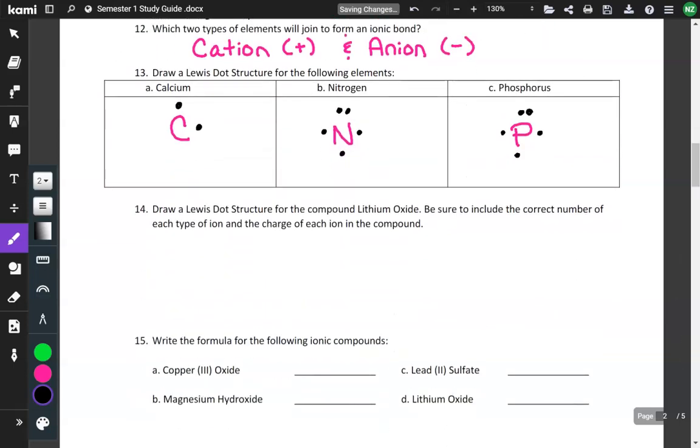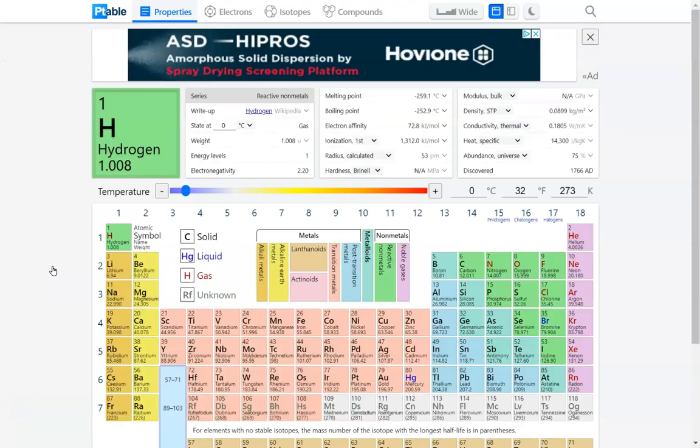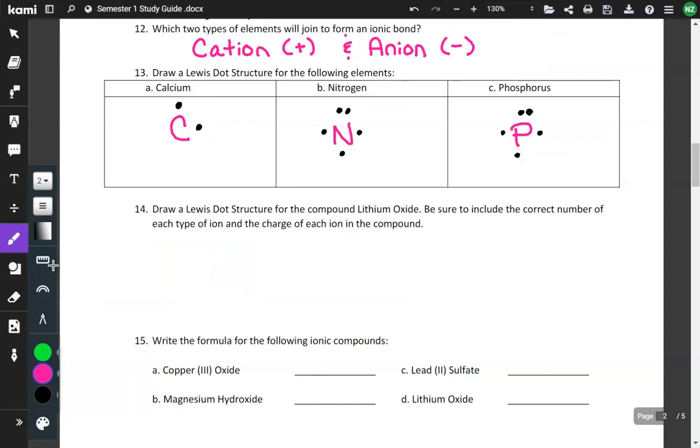Okay, next question says, draw a Lewis dot structure for lithium oxide. Be sure to include the correct number of each type of ion and the charge of the compound. Okay, so lithium, Li, is in group 1, so it gets 1 dot. Oxygen has 6. 1, 2, 3, 4, 5, 6. So 1 from lithium will go to the oxygen, so oxygen is happy.